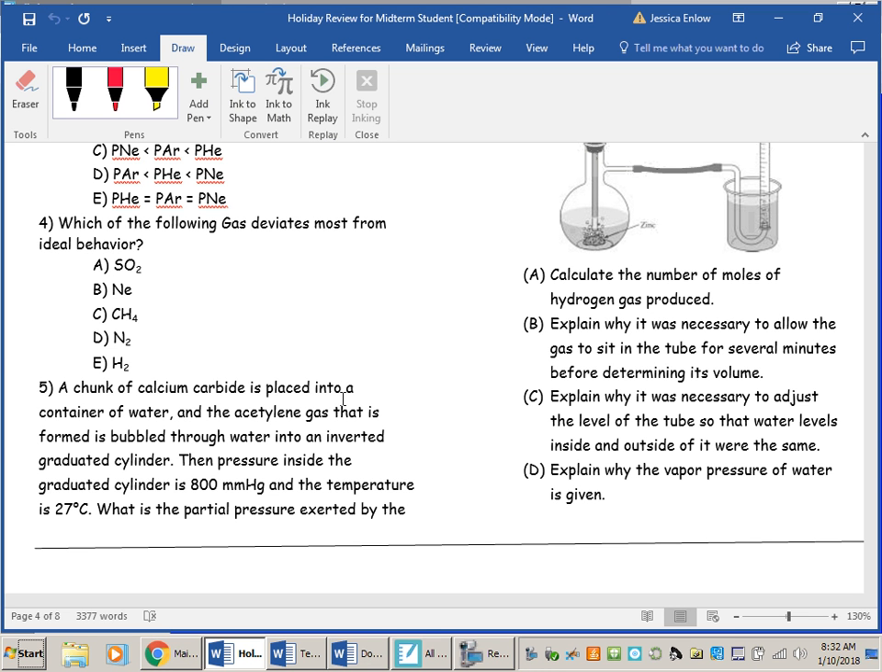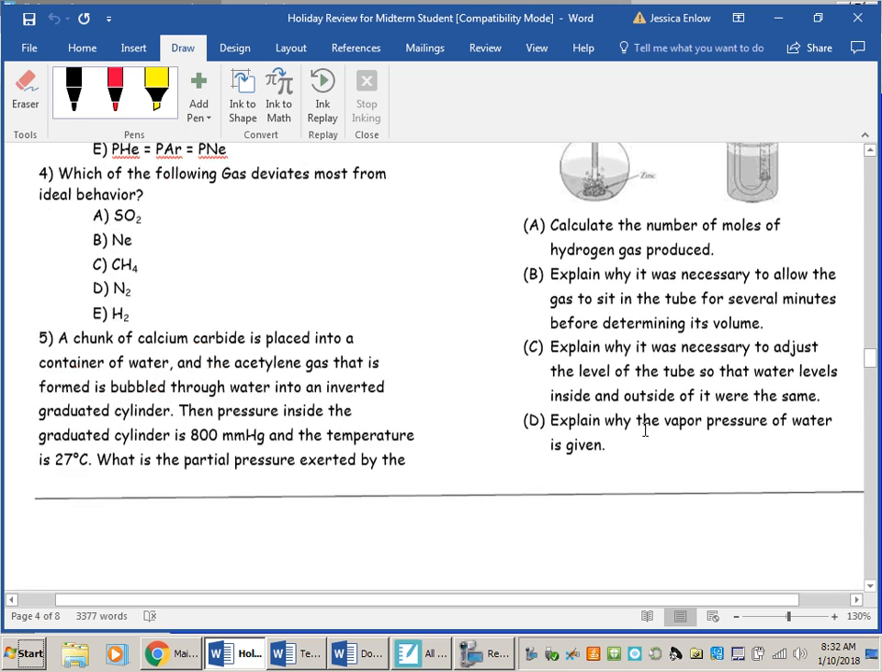And then deviations from ideal gas behavior would be what? What two conditions? Well, no, deviations from ideal gas conditions. Low temperatures and high pressures. These would be like characteristics of the substances. Okay, 5.